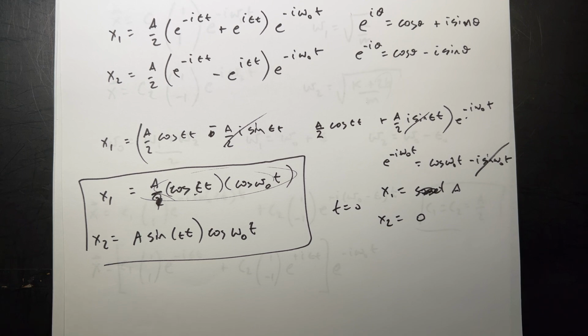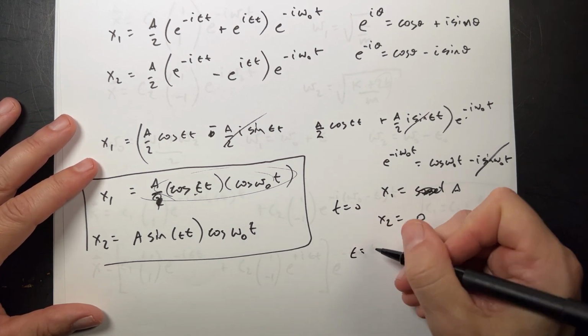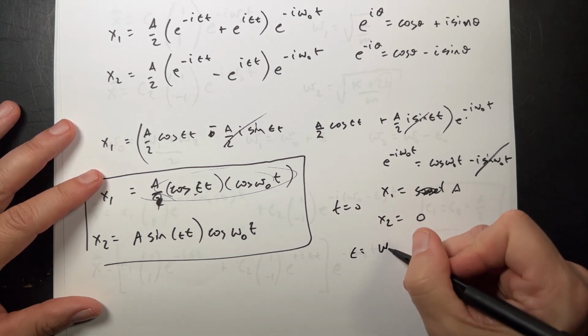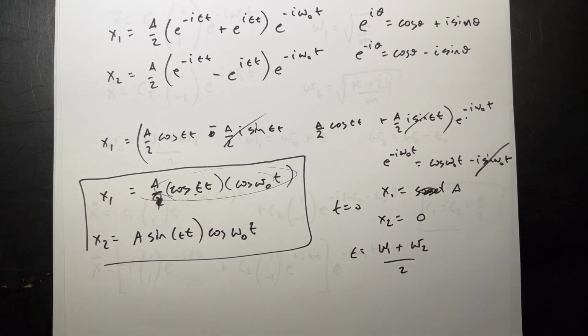Oh, it's just half the difference between the two frequencies. So epsilon is going to be omega 1 plus omega 2 over 2. So I know what that is. Okay, I can figure that out.